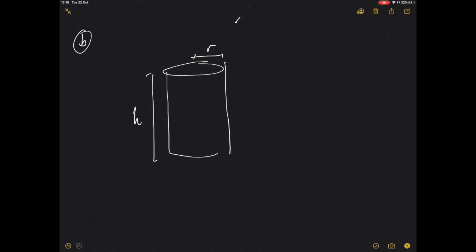okay. The sum of the radius and the height, so radius plus the height, equals 2 meters. Find an expression for the volume in terms of R only. So we want to find the volume in terms of R only, and then we want to find the maximum volume.